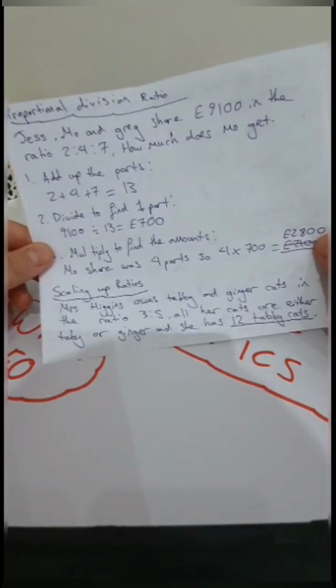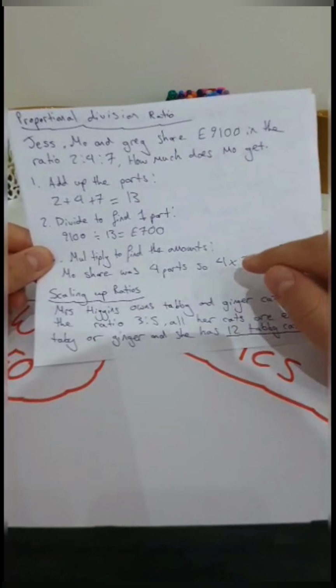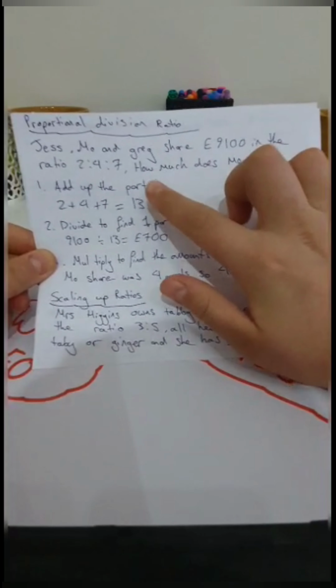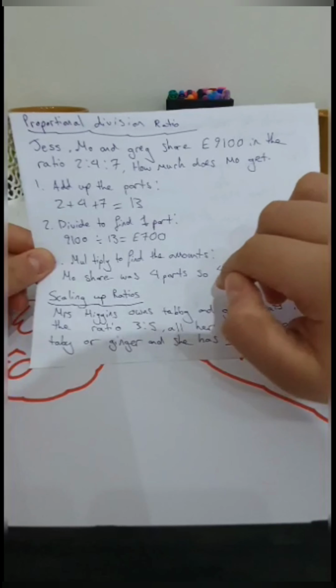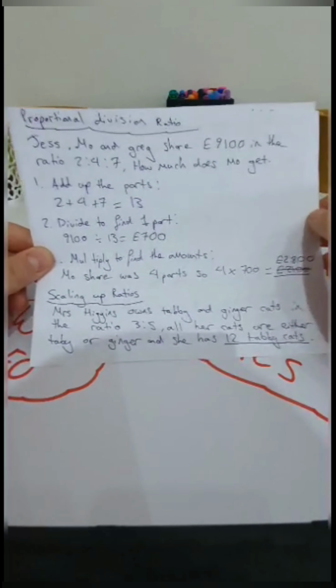If you want to find what Greg or Jess has, you would do the same. 700 times 7, because Greg is 7. And if you want to find Jess, you would do 700 times 2, because that is what Jess has.